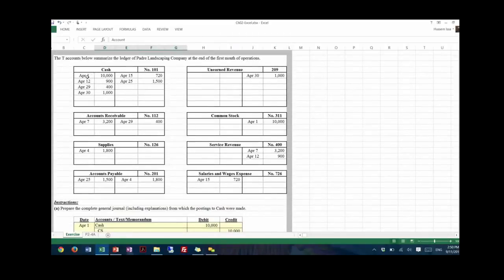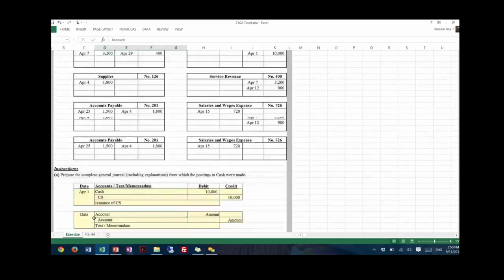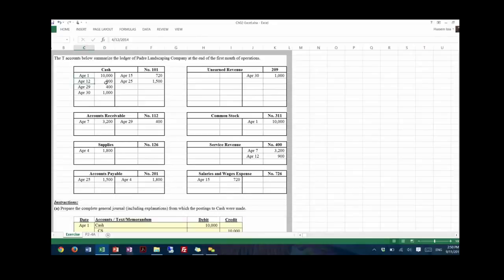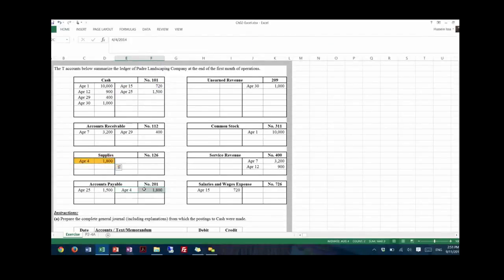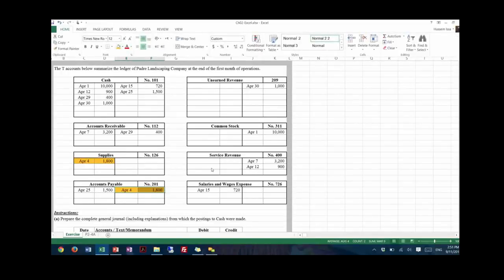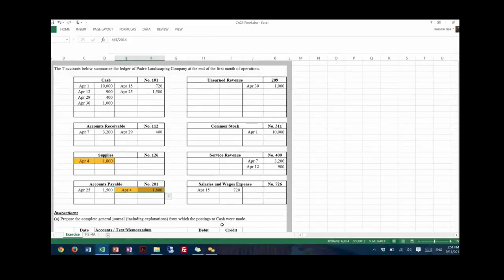Next, which one is next? You guys have to say it. April 12th, right? It was 900, and which one was it? No, April 4th, true. Is it on the cash account? It is true that on April 4th we had supplies that were on account. If we were to do the whole thing, that would be correct. But in this case, they asked us specifically to do only the cash. You have to be very careful about that when you're doing your homework. Make sure that you do exactly what they're asking you to do. So we only do cash.